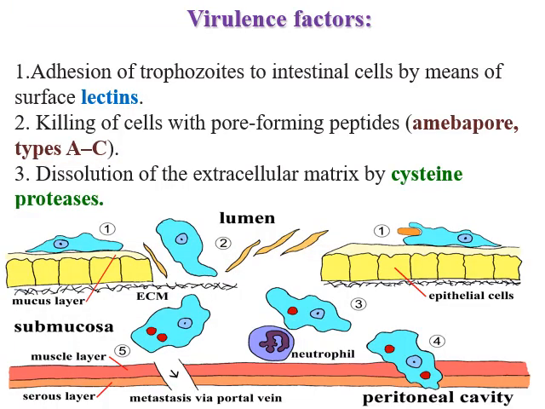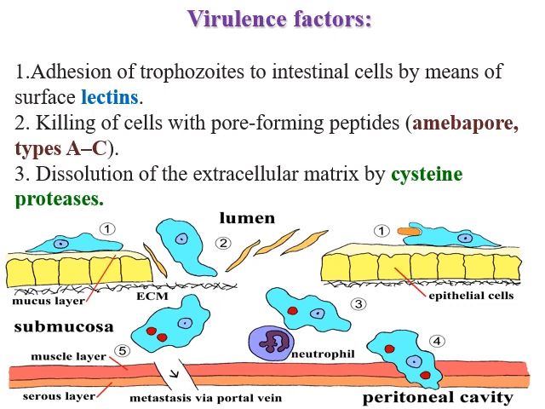Virulence factors for Entamoeba: we have surface lectin, which helps adhesion of the trophozoite to the intestinal cells. And we have killing of the cells with a pore-forming peptide. We call it amoebapore. We have three types, A, B, and C. And we have cysteine proteases, which cause dissolution of the extracellular matrix.